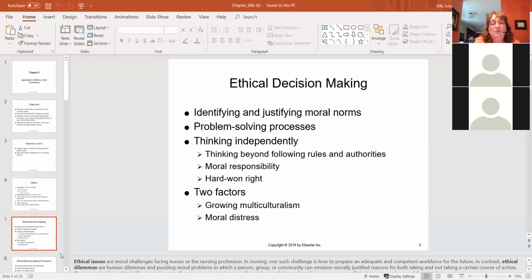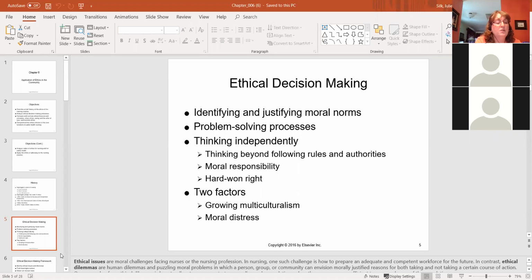And then you also have to think about the growing multiculturalism, because we have so many people of other cultures in our country now that we end up taking care of. There's a number of different beliefs out there, and you may come up with some kind of ethical dilemma that you're going to have to deal with. So ethical issues are moral challenges facing nurses and the nursing profession.